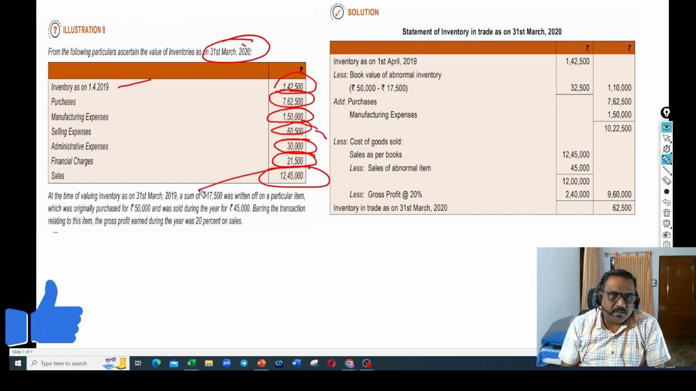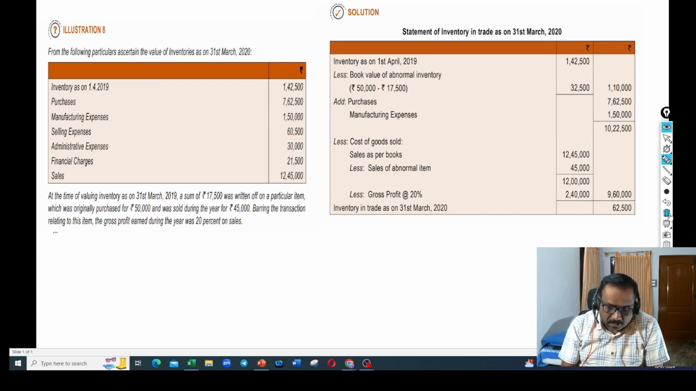So from here, we are expected to calculate the closing inventory valuation. At the time of valuing inventory, as on 31st March 2019, these dates are very important, guys. As on 31st March 2019, a sum of 17,500 was written off on a particular item, which was originally purchased for 50,000 and was sold during the year for 45,000.